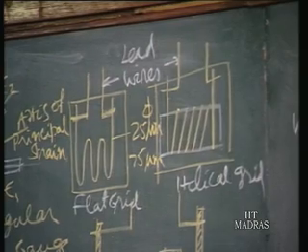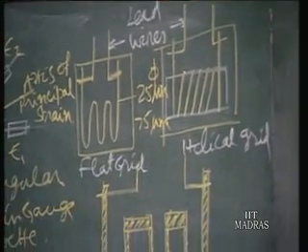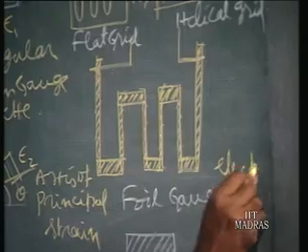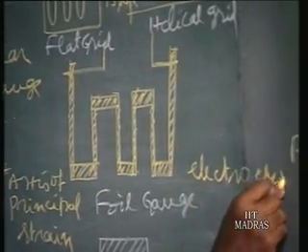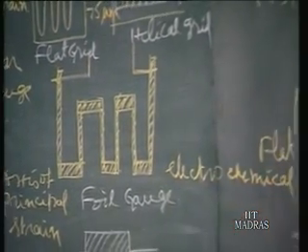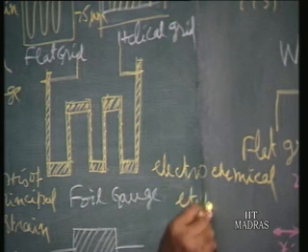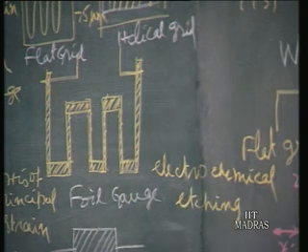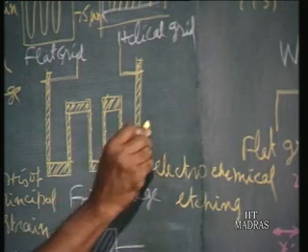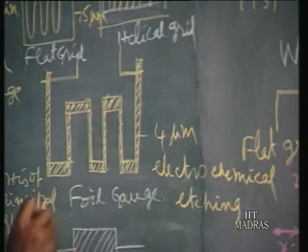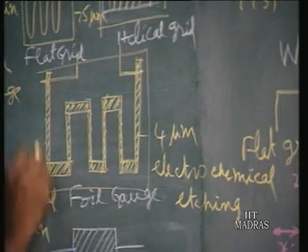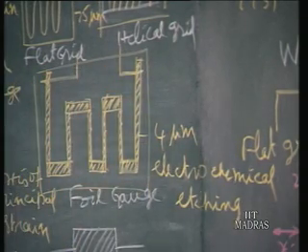Whereas the foil gauge is made by electrochemical machining, the electrochemical etching process. By that we make this foil gauge. Here the thickness is of the order of 4 microns. The whole thing is again fixed in thin paper, and with the cement it is held there.